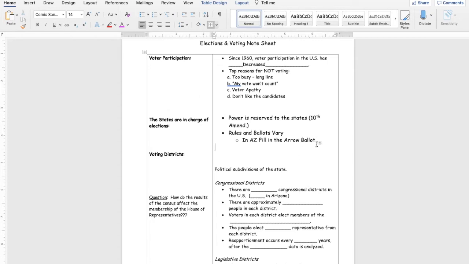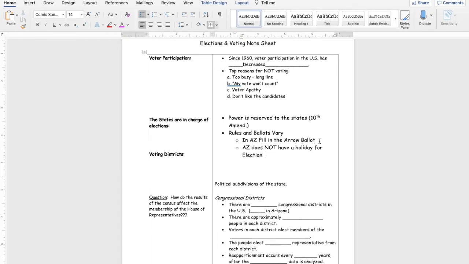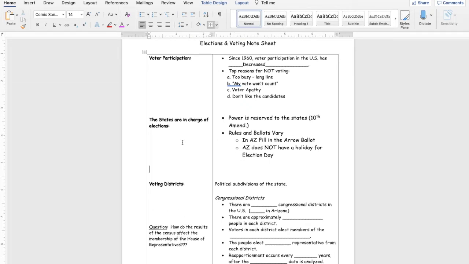Now, continuing to talk about how the states are in charge, some states, as I mentioned earlier, or even countries, will give you the day off to go vote. They think voting is so important, they'll say, let's have a holiday for Election Day. And in Arizona, I am very happy to tell you that I am not happy, because Arizona does not have a holiday for Election Day, unfortunately. That's a bummer. I know we don't get the day off to go vote, but it makes sense that you should be able to. We just aren't there yet.